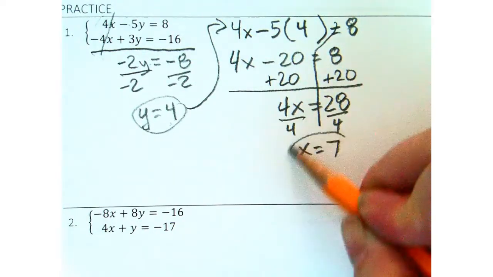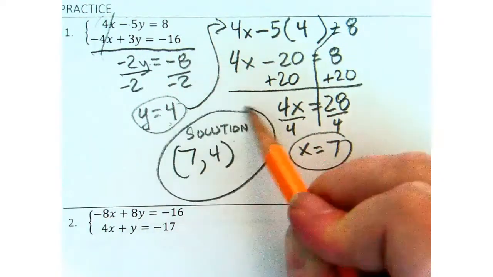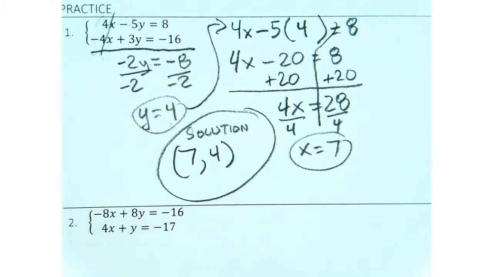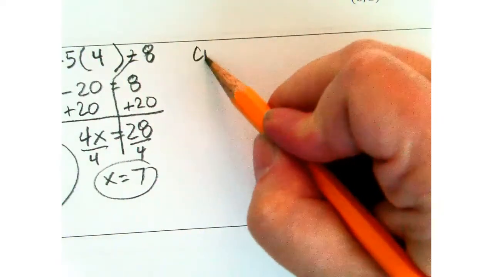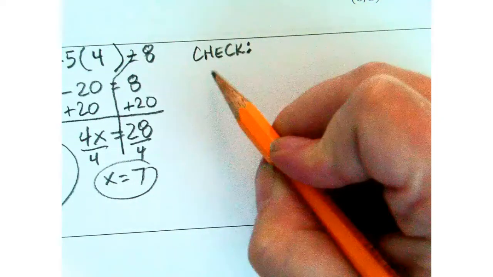Our solution is 7, 4. To check your solution, you can plug both of those values back into the original equations. The solution will make both equations true.